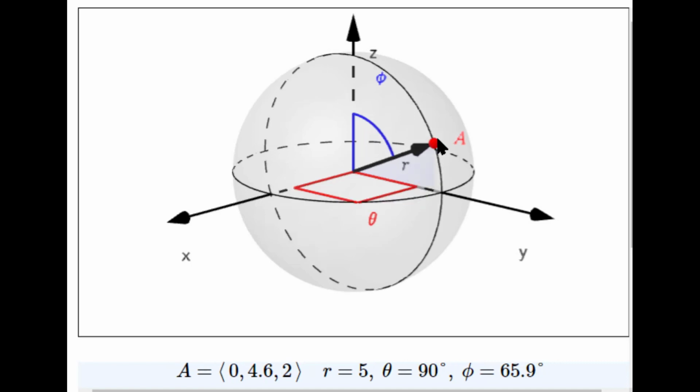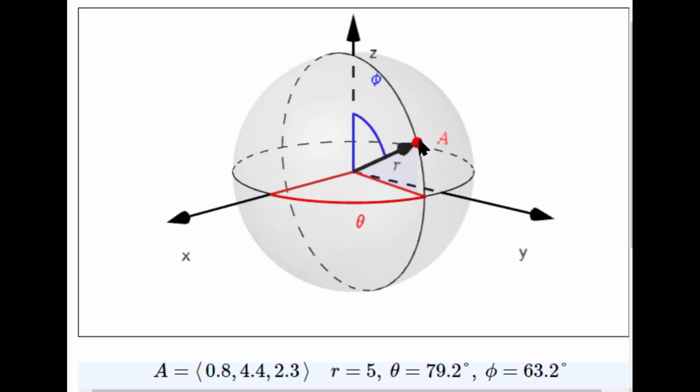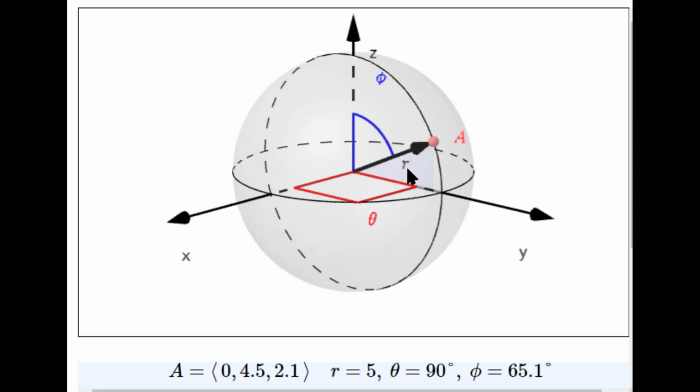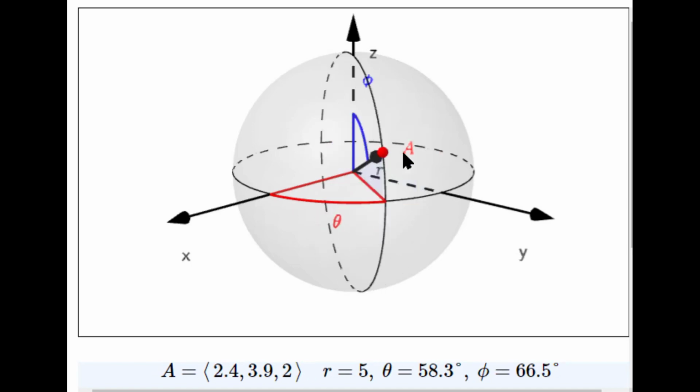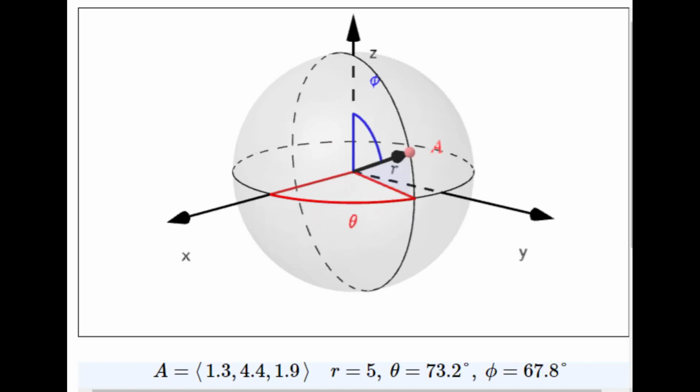And any other sphere can be created by changing the magnitude of r. So you can think of it as layers of an onion, where the layer is determined by r, and then its position on the surface is determined by those two angles.